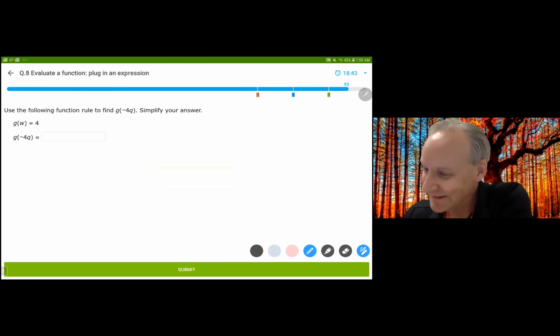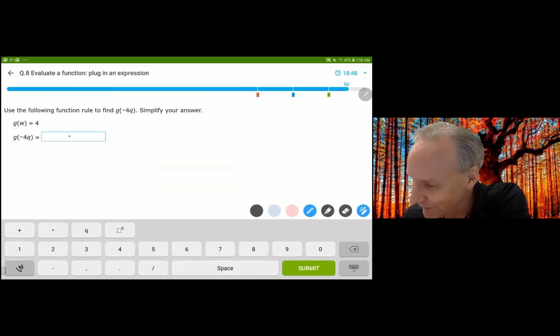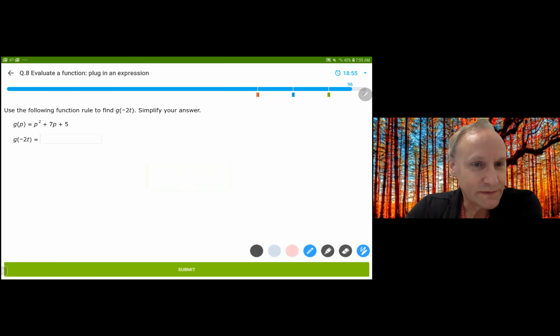Another trick question. If g of w is 4, g of everything else is 4. Just 4. Wanted to make sure it wasn't a mistake. Nice, easy one. Called a constant function.